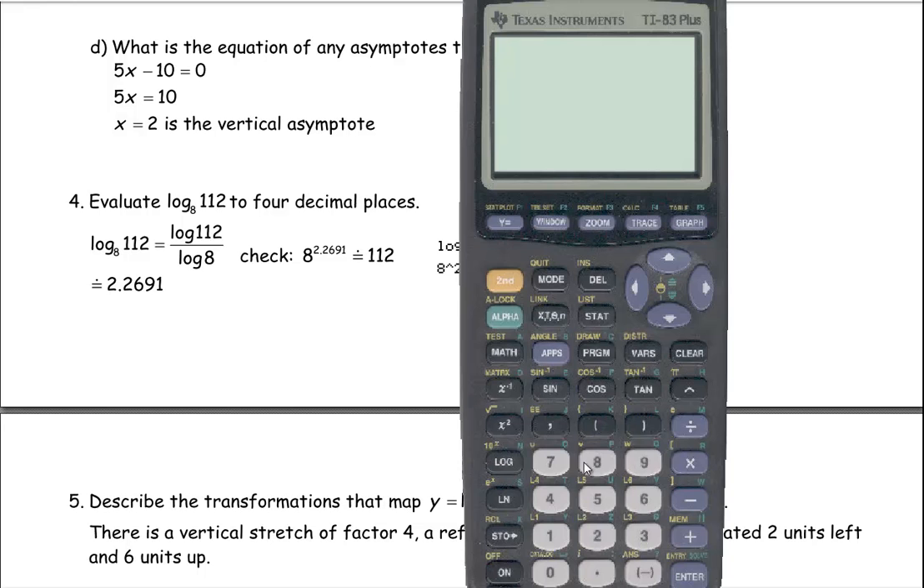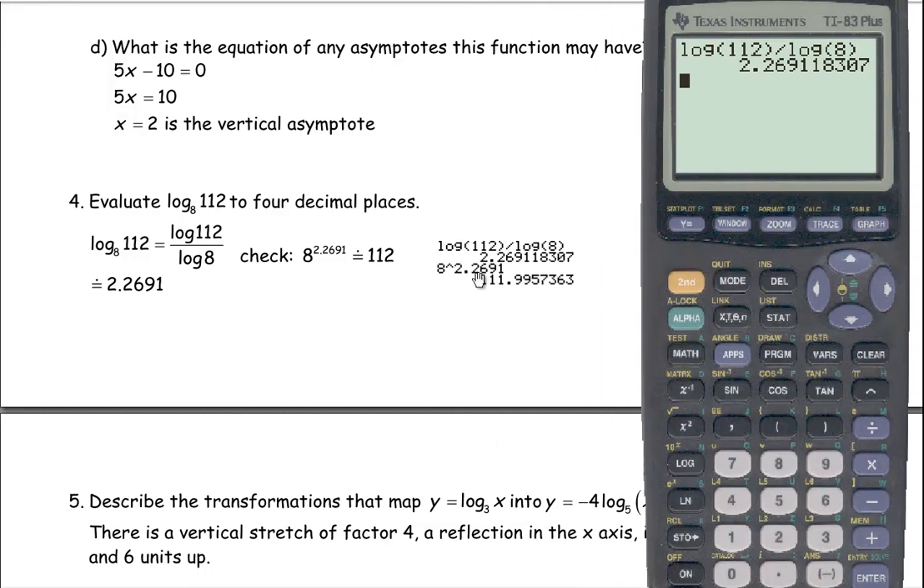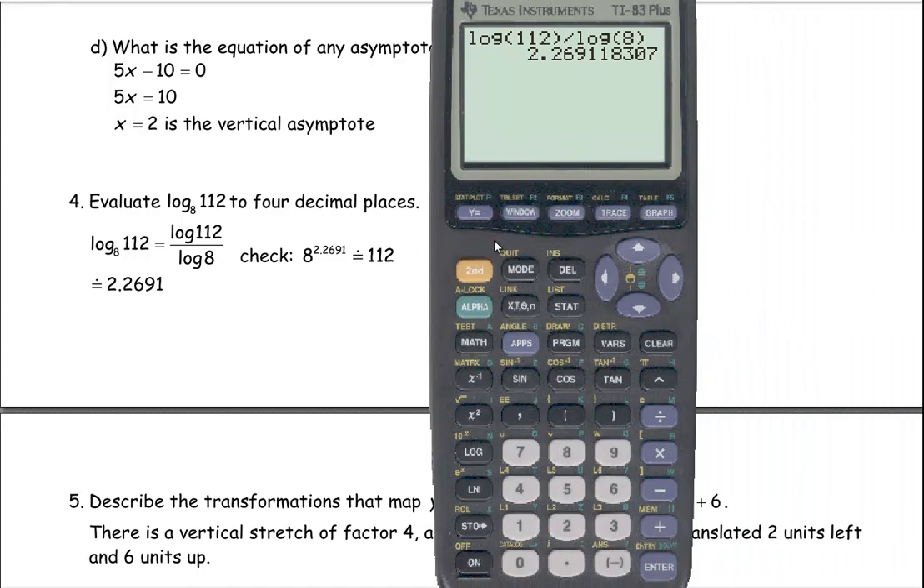So we would actually go the log of 112 and divided by the log of 8. Okay, so there's the 2.2691 number. This is only approximate. Notice when I evaluate 8 to the power of that, I got 111.9957, so it's not exactly 112. If you want to get it to be exactly 112, evaluate 8 raised to the power of my last answer. So that keeps all of the digits, and then you do get exactly 112.